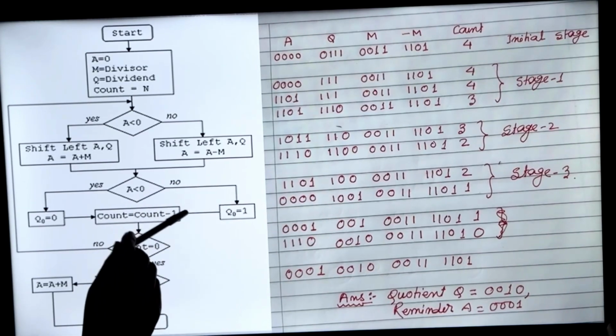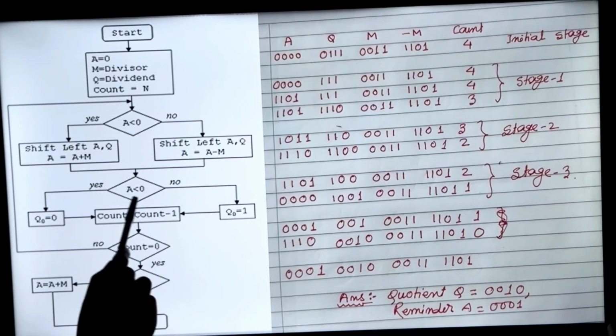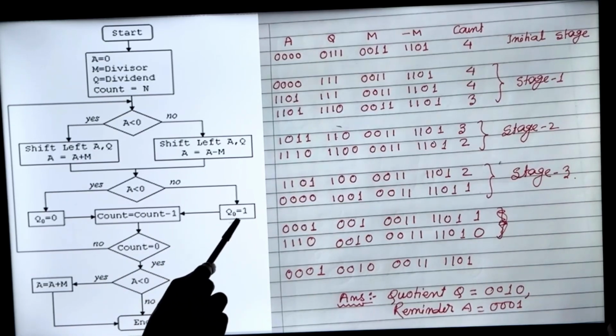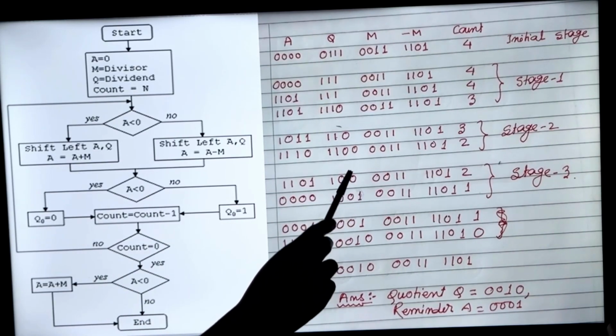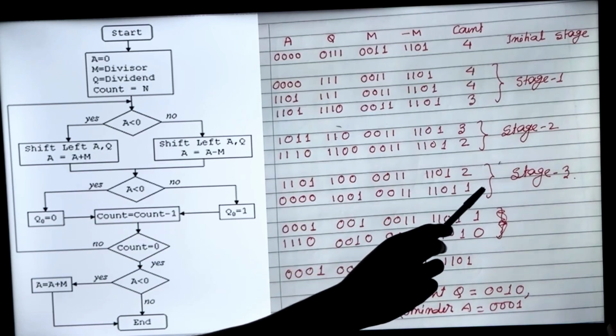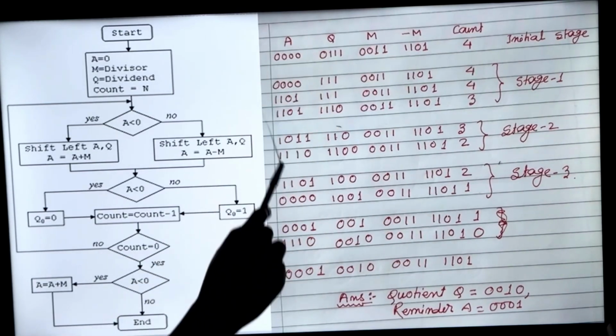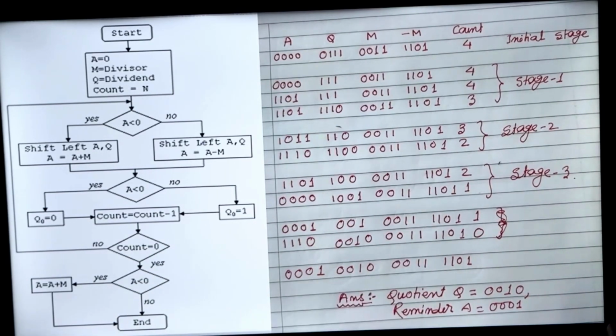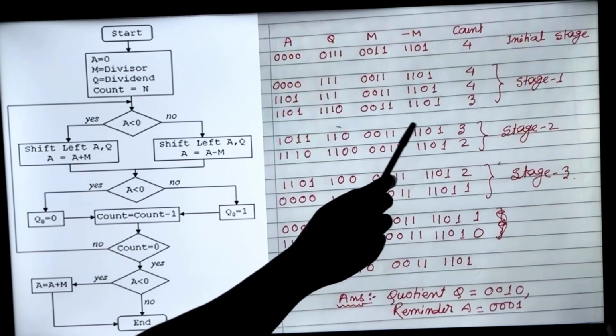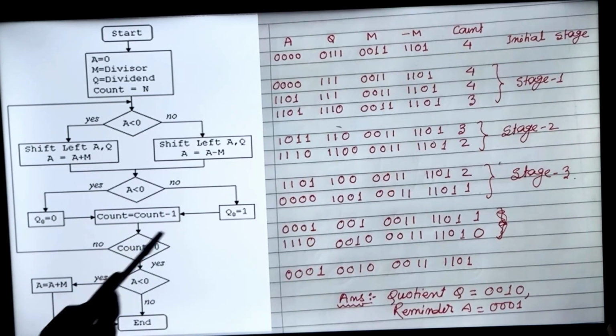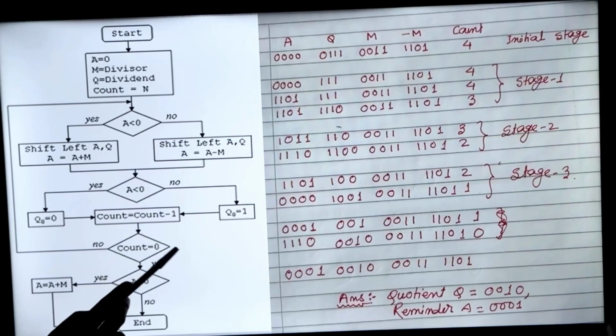Again, I will check whether my A is negative or positive. This is not a negative number, no. So Q0 will be 1. That's why this is 1 here. This empty space is filled with 1. And rest all the parts you know. So I hope you know how to do the next step also. So once you are done with count, means your count is 0, this is not the end. We have some other things also to check.